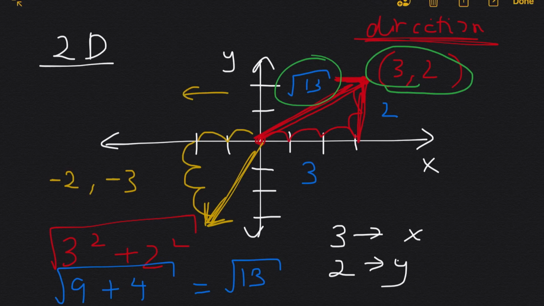And in the y, it's actually negative 3 because we're going down. So we move left and then we move down. Left means negative x, down means negative y. So that's the direction. What about the magnitude?